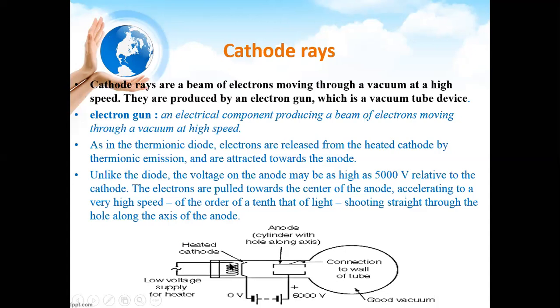Here again, there is a heater over here, with a low voltage supply for the heater. It can be, again, 6 volts. And the electrons are going to move again from the negative to the positive part. They're going to move through the vacuum over here.